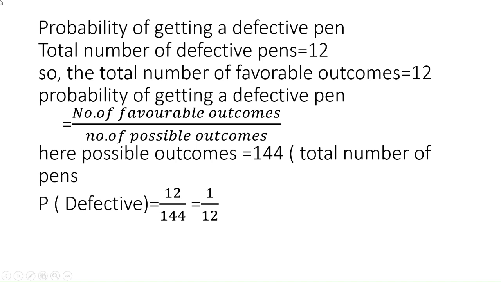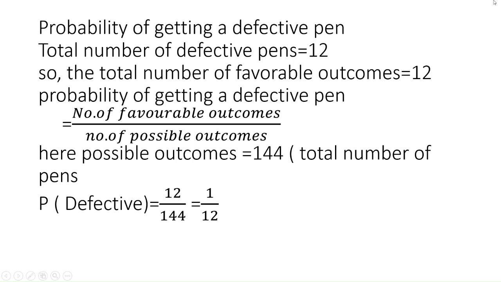Yes or no? So here possible outcomes are 144 again for this event also, because 144 is the total number of pens here. So the probability of getting a defective pen will be equal to 12 by 144. 12 is the number of defective pens and 144 is the total number of pens. So 12 by 144 is equal to 1 by 12.